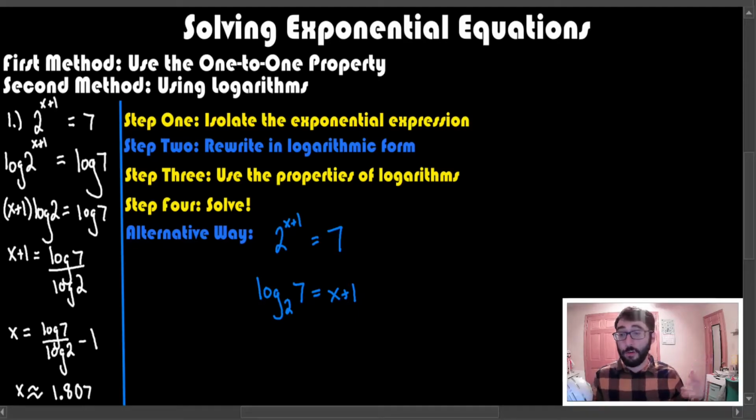But now step 3 says use properties of logs. Well, I don't see an exponent anywhere. How do I plug log base 2 of 7 into my calculator? What is log base 2 of 7? Well, it's some pretty nasty decimal.